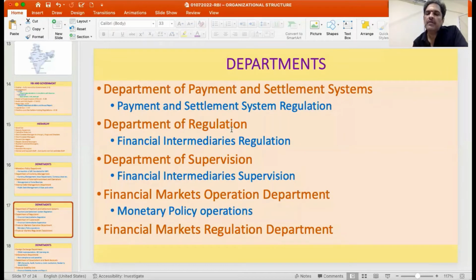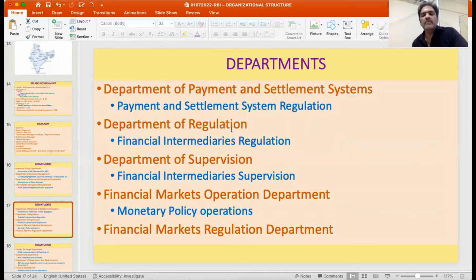Then the Department of Supervision does the supervision function for all the entities that are regulated by Reserve Bank of India, where the supervision is in terms of on-site inspection, off-site monitoring through regulatory and supervisory returns, then seeing the audit reports and receiving audit exception reports, then market intelligence. So the entire supervision function is handled by the Department of Supervision.